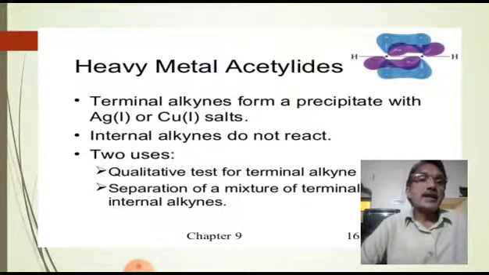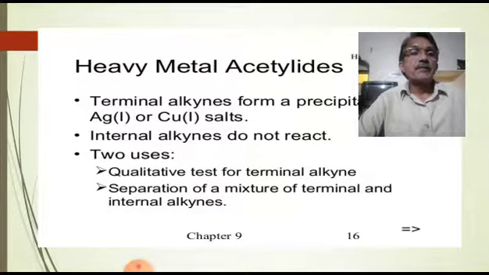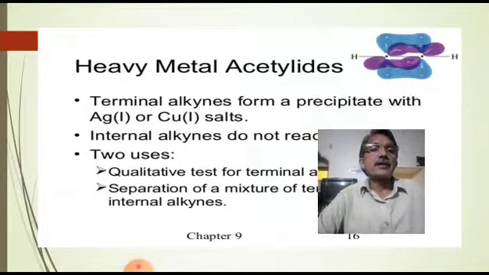Heavy metal acetylides. Terminal alkynes form a precipitate with silver(I) or copper(I) salts. Internal alkynes do not react. Two uses: qualitative test for a terminal alkyne, and separation of a mixture of terminal and internal alkynes.